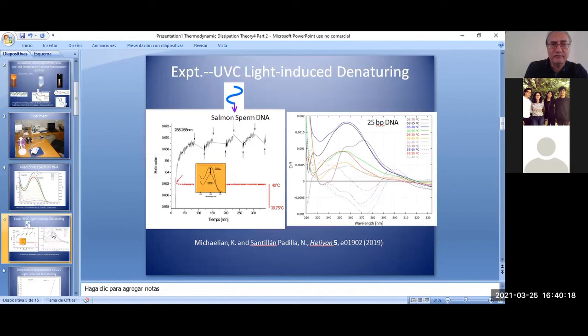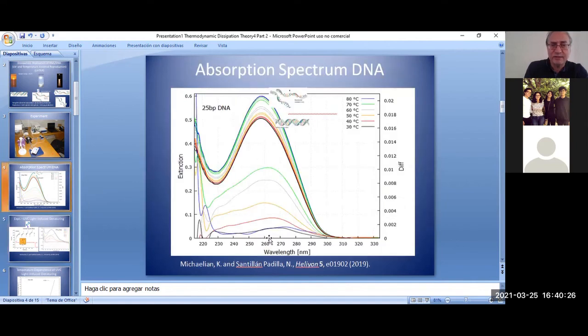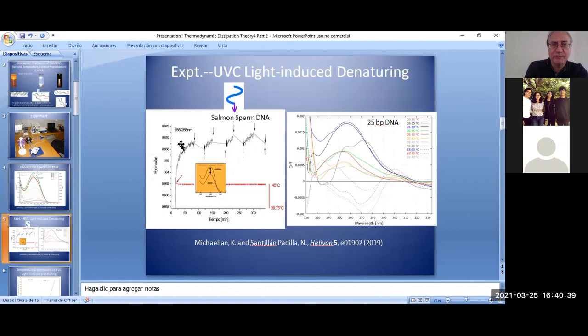So what we did then, for example with salmon sperm DNA, is we just took a bin around 260 nanometers, this region, and integrated this change, this absorption, and plotted that as a function of time as we changed the UVC light condition on the system. So for example, where we have a down arrow, we turn the light off. Where we have an up arrow, we turn the light on, off and on, off and on, and so on.